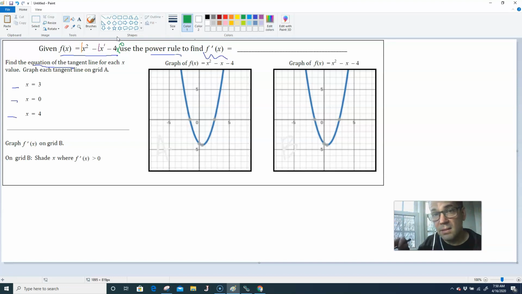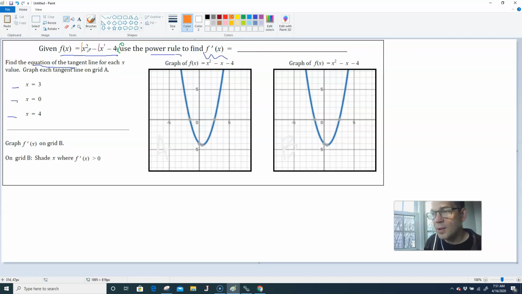Now, honestly, what I prefer is you guys just recognize that when you see a constant value and you take the derivative, it goes to 0. But for now, I'm going to look at it through this lens just to practice it and reiterate the power rule. So let's go ahead and use that power rule to find f prime.